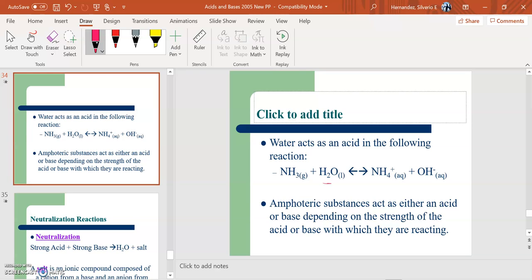So what's happening here? Water is actually donating a hydrogen ion or proton over to that NH3. That NH3 becomes NH4. So here, this is my acid, this is my base, and on the other side, this would be my conjugate acid, and this would be my conjugate base.